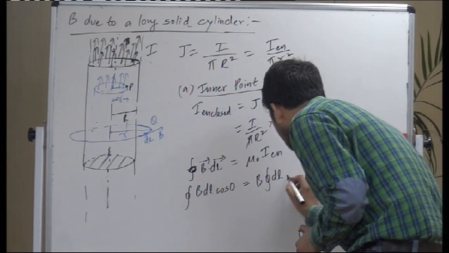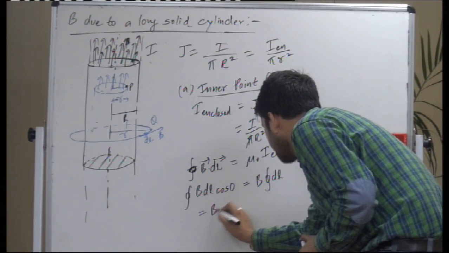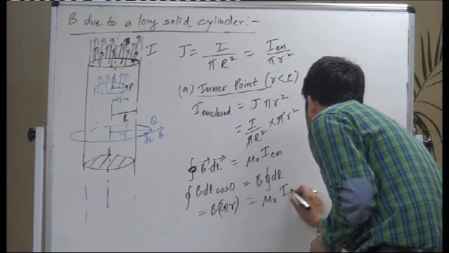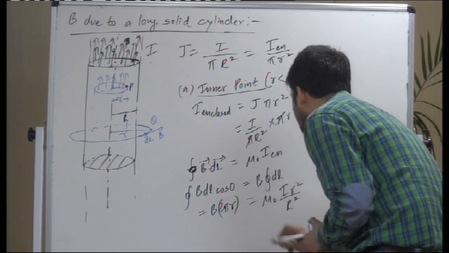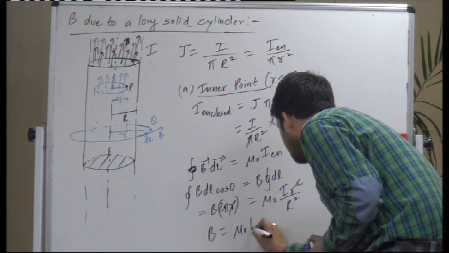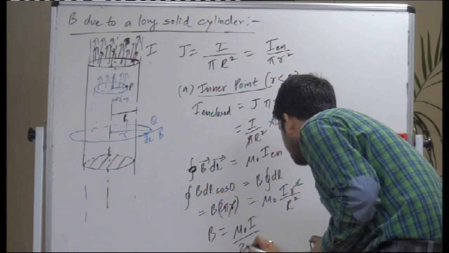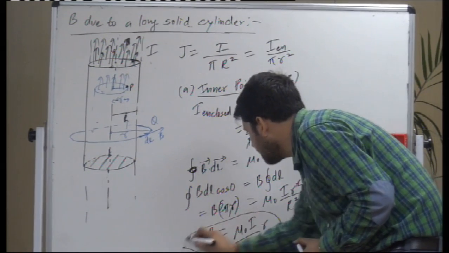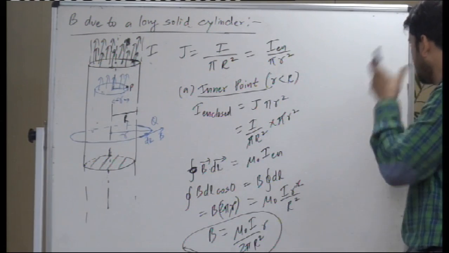So this thing would become B into 2 pi r, which is actually equal to mu naught I r square by capital R square, okay. B is how much? Mu naught I upon 2 pi capital R square into small r. So for any point inside, this is the field.